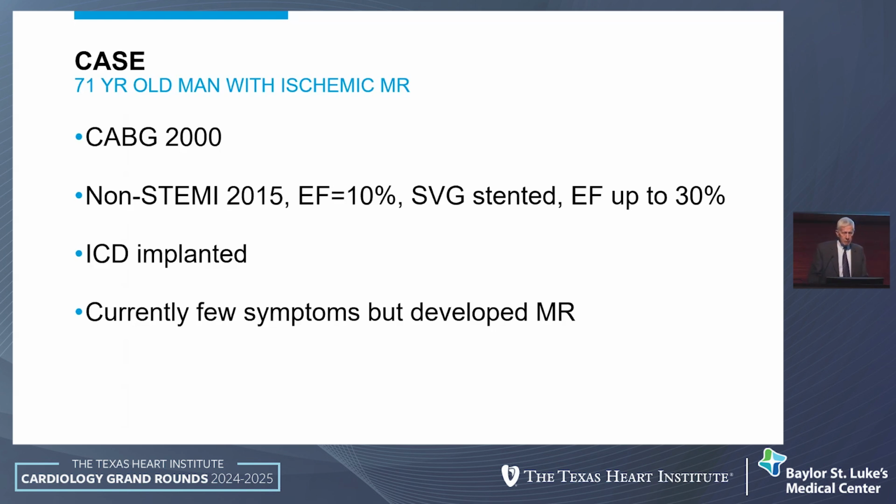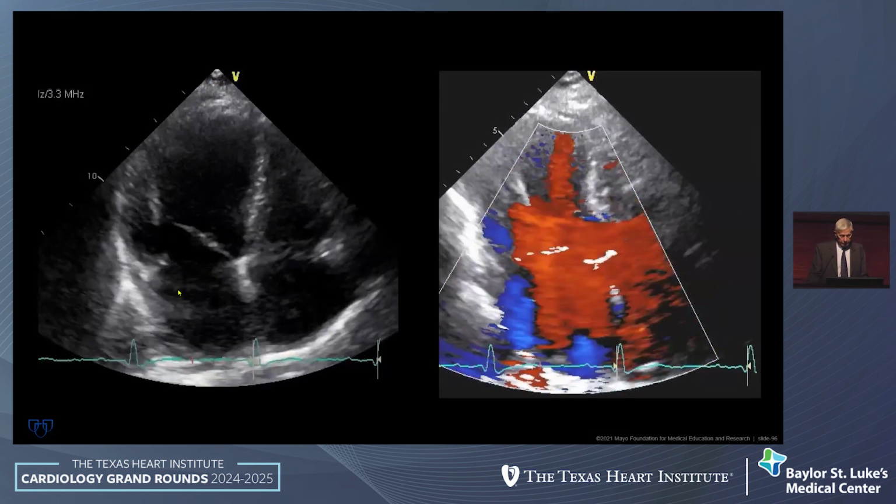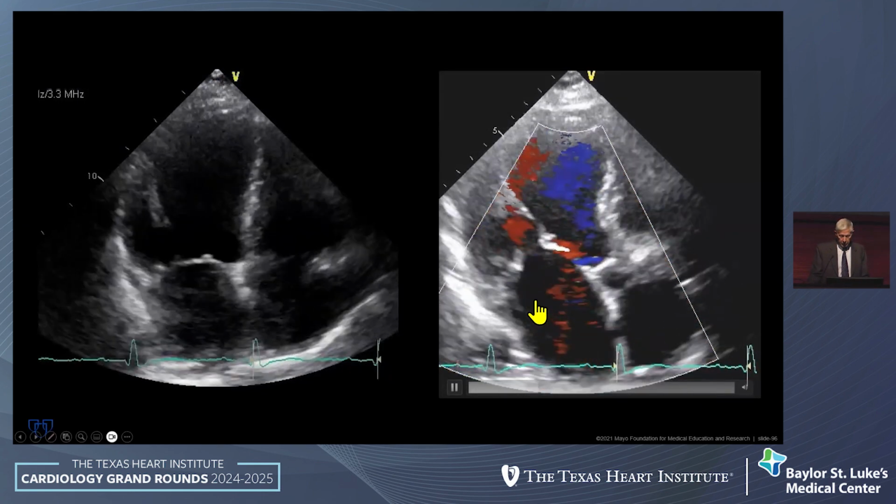But let me give you a clinical example. This is a 71-year-old man who had bypass surgery in 2000, did well for 15 years, then had a myocardial infarction, was desperately ill. The vein graft to his OM was stented. He had a great result. They really salvaged this guy. Ejection fraction's 30%, had an ICD, did very well, and then he's referred now because his cardiologist said he's developing mitral regurgitation. And this is his echocardiogram, and you can see the mitral regurgitation here.